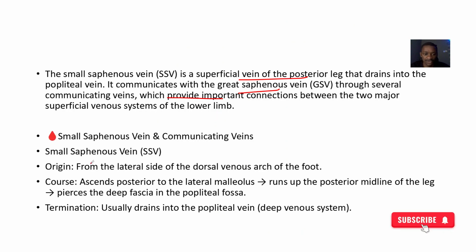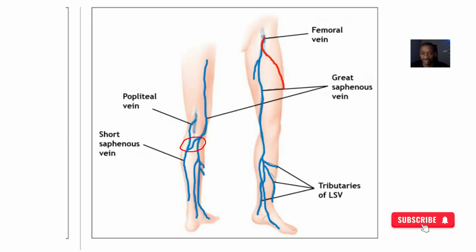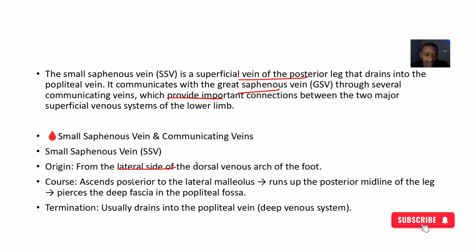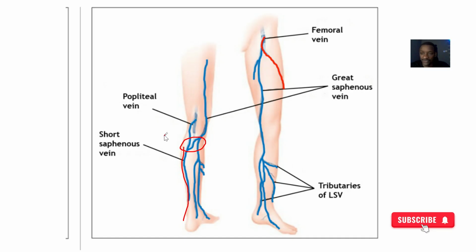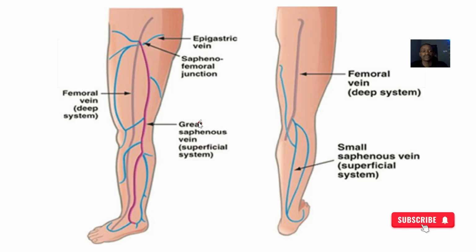So the small saphenous vein, we said that it usually starts from the lateral side of the dorsal venous arch of the foot. That means from this side, the blood goes up, that's the small saphenous, then ascends posterior to the lateral malleolus, runs up the posterior midline of the leg. So termination, that usually ends into the popliteal vein. Can you see how it drains into the popliteal vein?